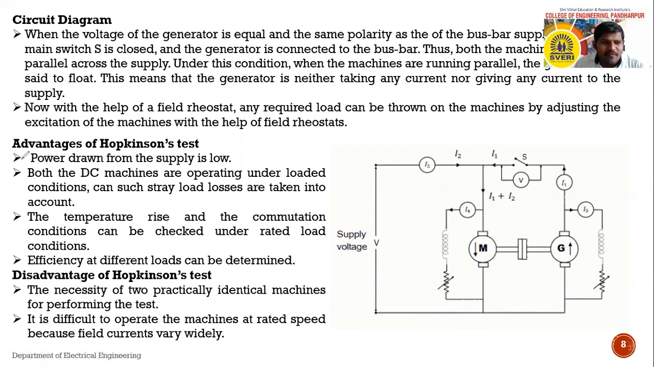So power drawn from the supply is less. Now see, suppose the generator output is 9 ampere and the power taken from the supply is 2 ampere. The total current taken by the motor is nothing but 11 ampere. If the total current taken from the supply is only 2 ampere, that means it is less as compared to the generated output. So the power taken from the supply or the line is very less. This is the first advantage.